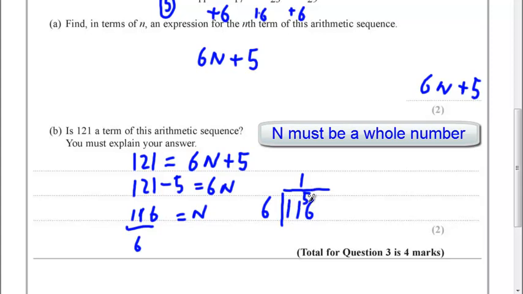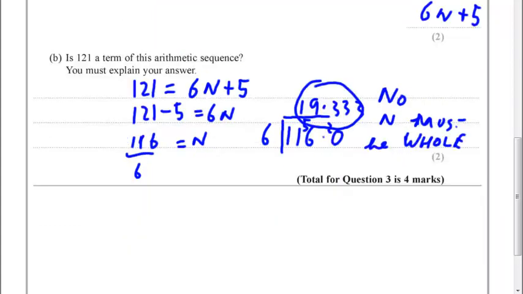Well, we'll do it anyway. 6 into 56. The closest to it is 54, which will be 9 times. And we'll take the 2 off. 2. 6 into 20 is going to be 3. There we are, it's going to go like that. 19.333. It's not a whole number. Well, this has to be a whole number. No.